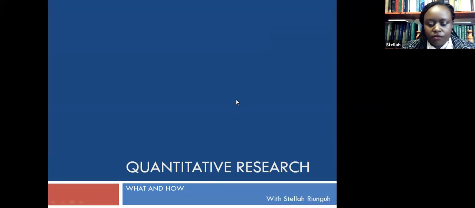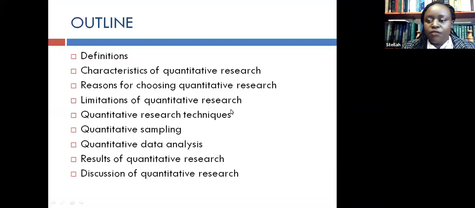Okay, something is wrong with my screen. So, just an outline of what we are going to be covering today. We look at definitions, the characteristics of quantitative research, the reasons why you would choose quantitative research, as well as the limitations of this approach. We are going to cover the quantitative research techniques, sampling, data analysis, how you present your results, and also how you carry on the discussion. If you are keen on the outline, you realize that you are covering the entire five chapters of the research, from chapter 1 to chapter 5, where we have the discussions.